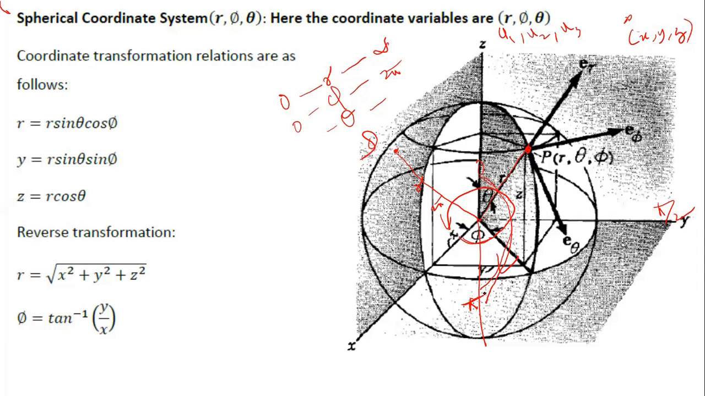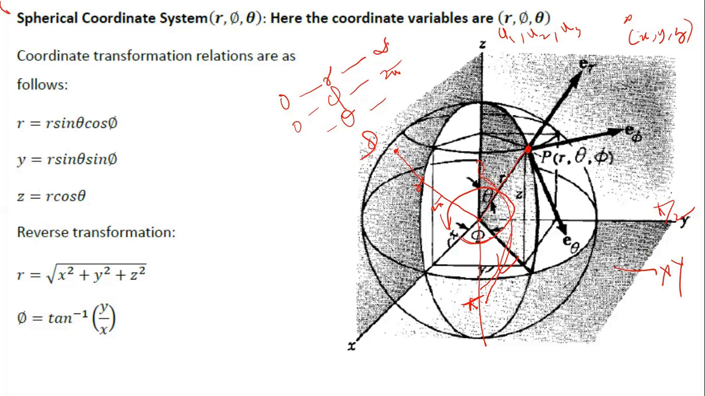Now, theta can go from 0 to pi. The reason I'm not extending theta from 0 to 2 pi is that it would be a little bit redundant. For example, if you extend your theta value from 0 to pi, you are able to cover the top half above the xy plane as well as below the xy plane.